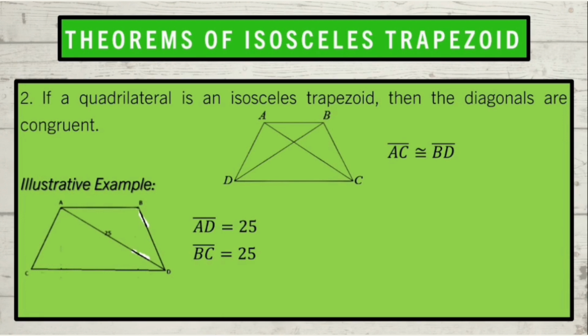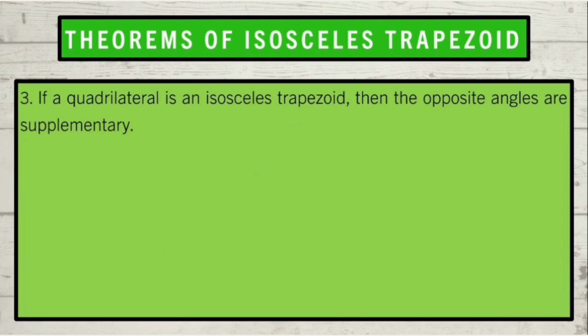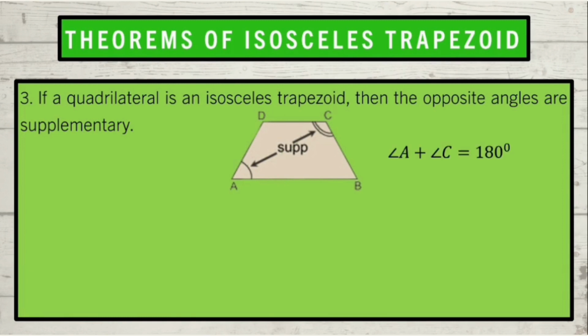Let us move on to the third theorem of an isosceles trapezoid. It states that if a quadrilateral is an isosceles trapezoid, then the opposite angles are supplementary. So we have trapezoid ADCB. Getting the sum of the opposite angles, the measure of angle A plus the measure of angle C is equal to 180 degrees. Same is true as we get the measure of angle B plus the measure of angle D, and that is equal to 180 degrees as well.